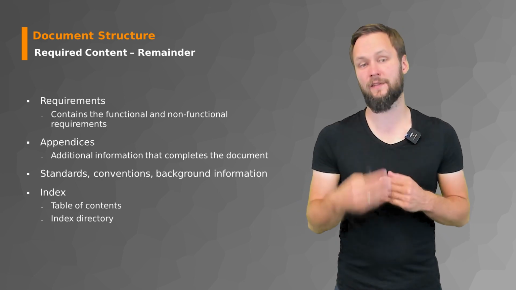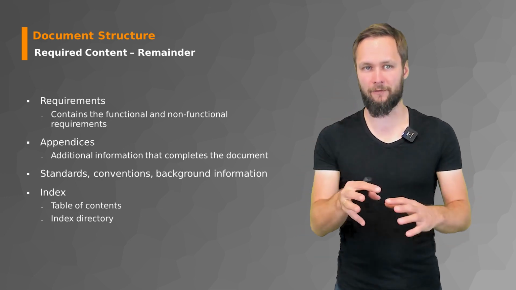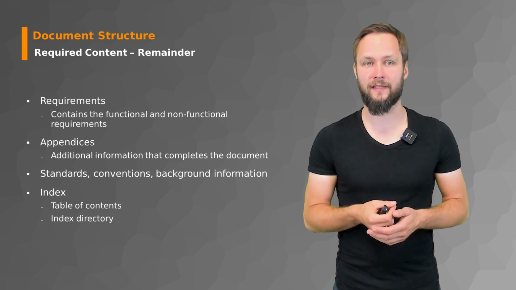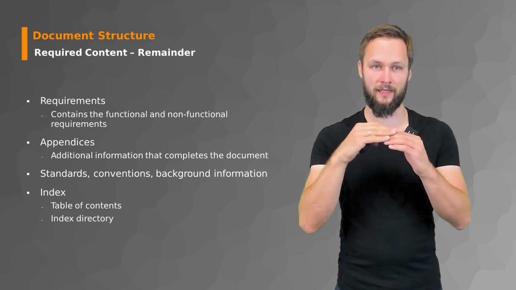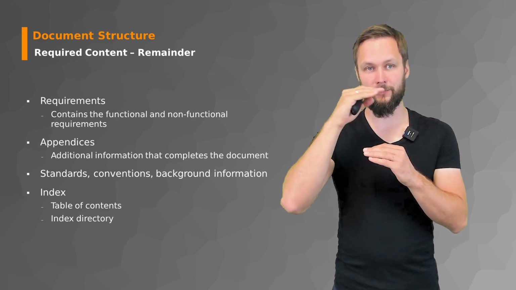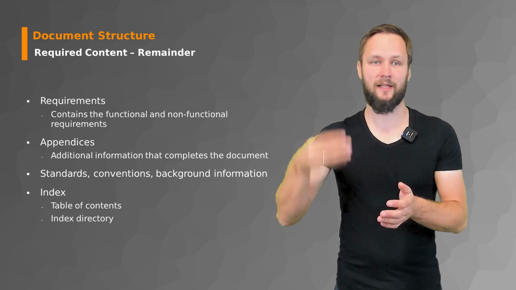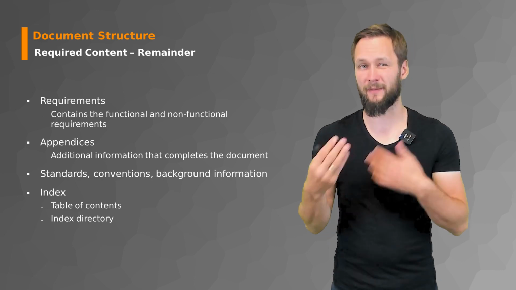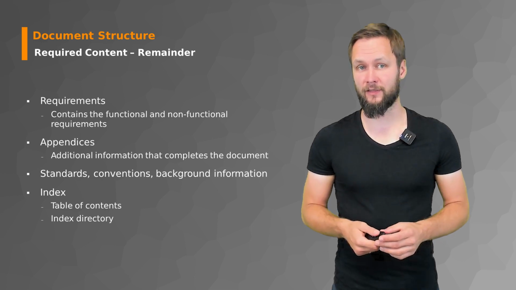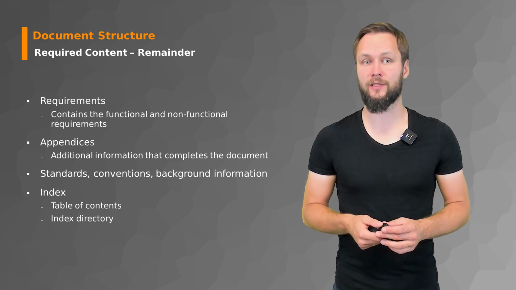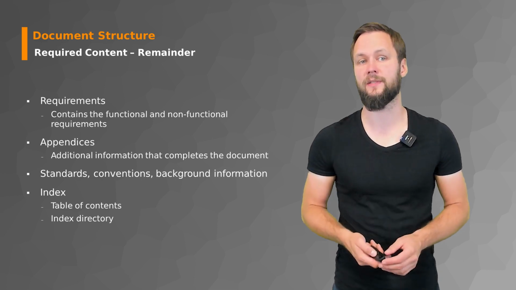So something that is relevant for the document, but might make the main part of the document unreadable if you include everything there. So if you have 100 interface inputs, it might make sense to highlight them or list parts of them as examples in the main part of a certain section, and then say, look, all the other 90 input parameters are listed later in the appendix where you can just look them up. It might make the whole document easier to read. And then you might also have standards, conventions, and background information included in the document before you have the index with the table of contents, the directories, but also the references.